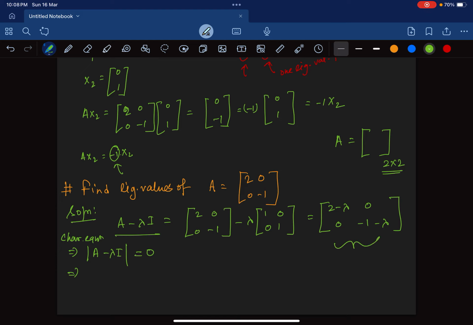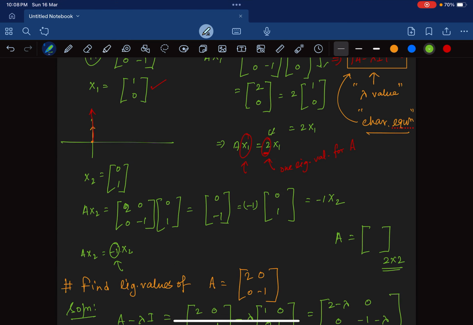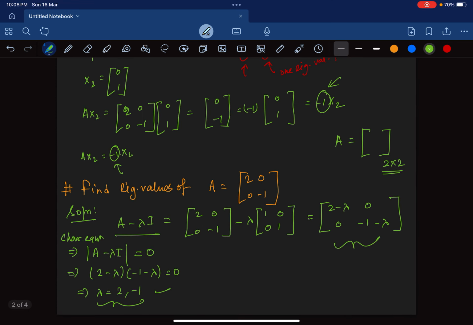From here, if you find the determinant of this matrix, it becomes 2 minus lambda times minus 1 minus lambda equal to 0. If you solve, lambda equals 2 and minus 1 will be the eigenvalues. These are the eigenvalues, and just now we got this. This is one eigenvalue and this is another eigenvalue. So for a 2 cross 2 matrix, there are 2 eigenvalues. All right, fine.